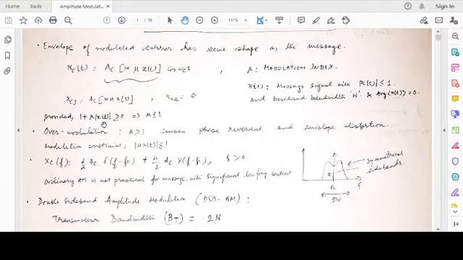So 1 plus mu x(t) greater than or equal to 0 means the envelope is kept intact, and since the maximum value of x(t) is 1, and the minimum is -1, this would imply that mu should be less than or equal to 1.